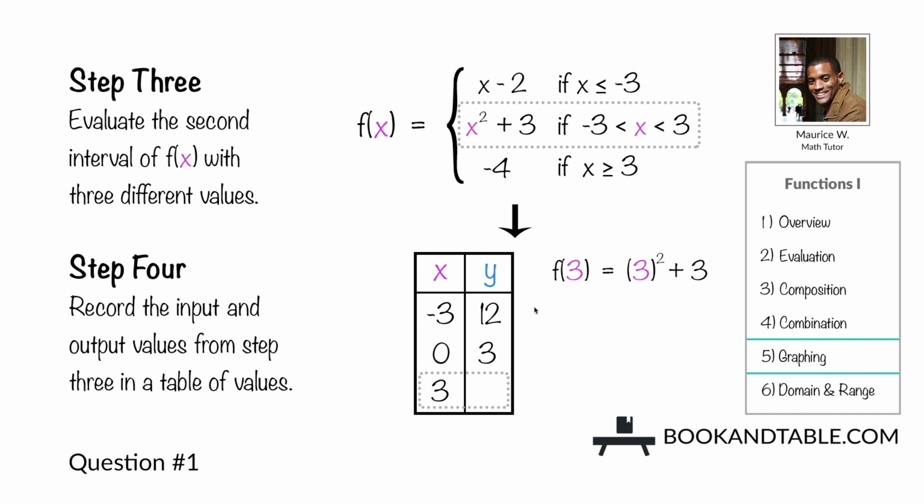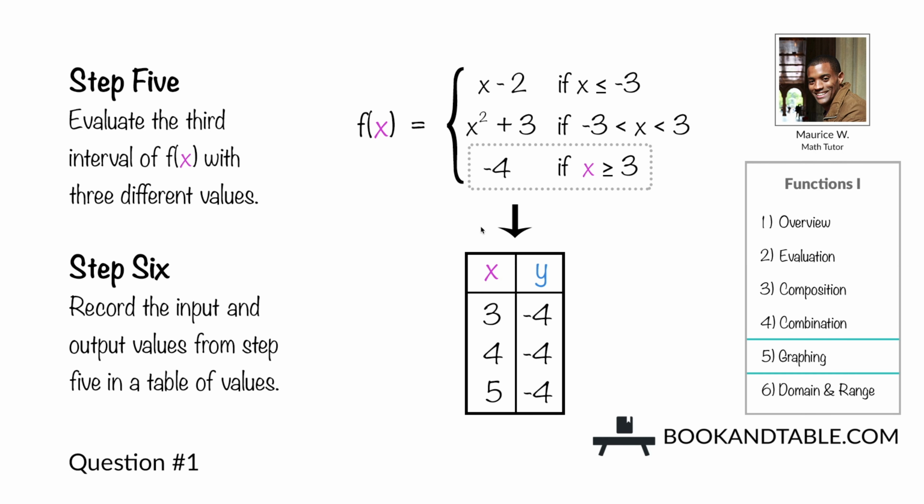And then for f of 3, we get f of 3 is equal to 3 squared, which is 9, plus 3 would be 12. So the input value is 3 and the output value is 12. And now that we have 3 points for the second interval, we can now work on the third interval. So step 5, evaluate the third interval of f of x with 3 different values. And then step 6, record the input and output values in a table of values.